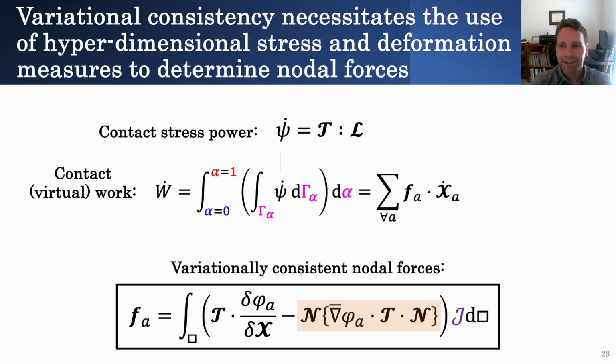And that gives me a variationally consistent description of how these corresponding nodal forces should arise in the context of my contact virtual work. Interestingly, if you plug all that in and work through the particular expressions for that contact hypersurface stress tensor, you'll find that the resulting expressions include an additional term, as highlighted at the bottom here. Including that extra term is essential for ensuring that the resulting nodal forces are variationally consistent.